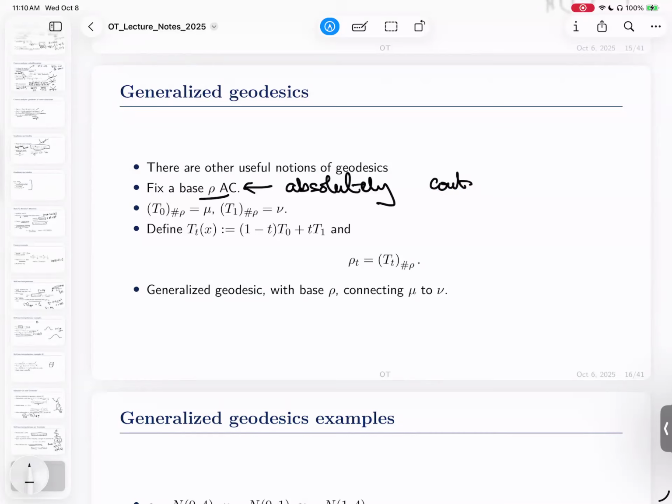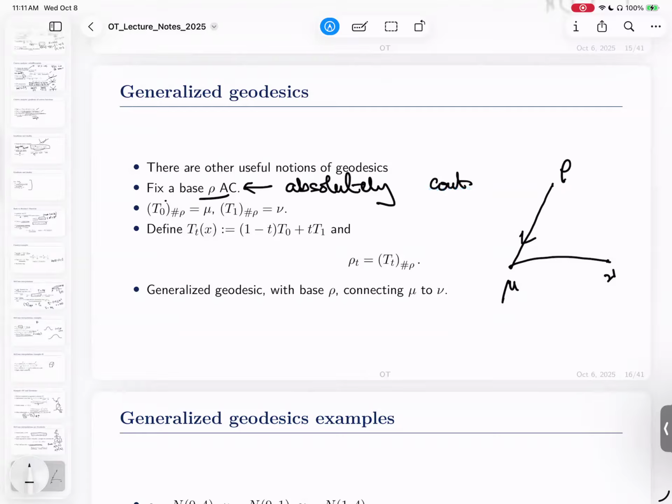Now, rho is here, and I have two other probability measures. One is mu, and the other is nu. And I want to draw a curve between mu and nu. How will I do this? I take my Brenier map that sends rho to mu, and that's my T0. So T0 is a gradient of a convex function which pushes forward rho to mu. Why does T0 exist? Because I've taken rho to be absolutely continuous.